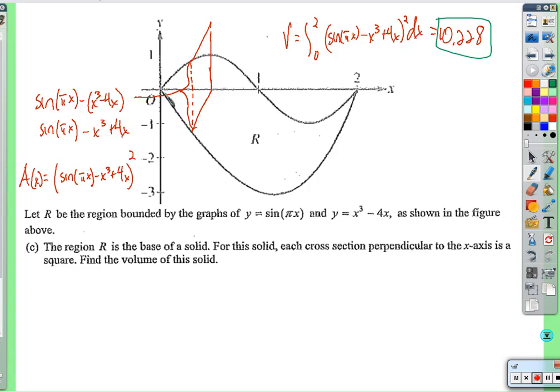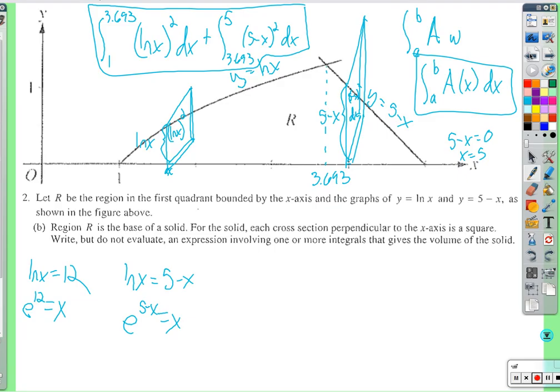The only time that we need to change integrals, write a new integral, would be if one function, like the y value, is somehow changed. Basically if the two functions cross each other. But that doesn't happen here.